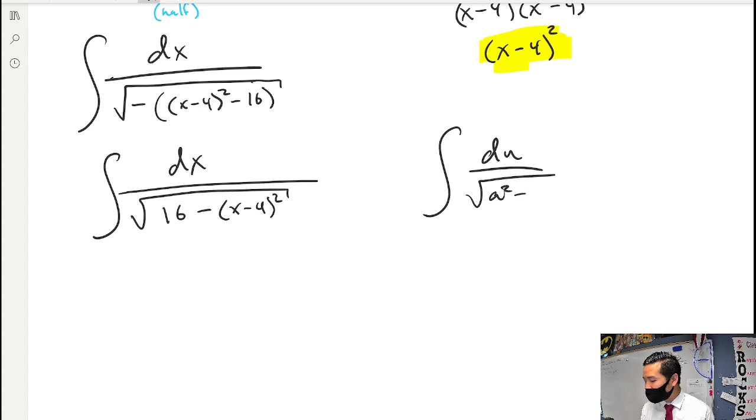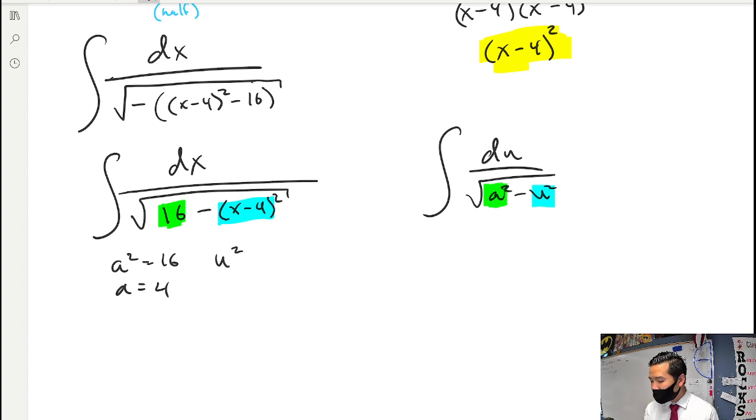A squared minus u squared, where my a squared is the 16. See that? My u squared is this stuff. So if I wrote this out, I can say that a squared is equal to 16, which means a is equal to what? 4. Good. My u squared is equal to x minus 4 squared, which means my u is equal to what? X minus 4. Which means du is equal to, dx. Yeah, the derivative.